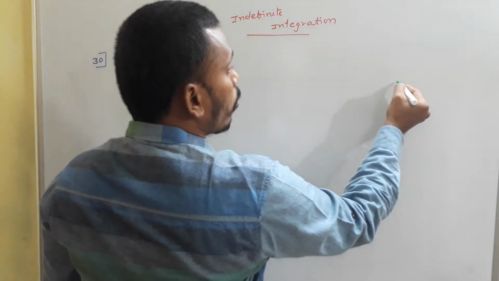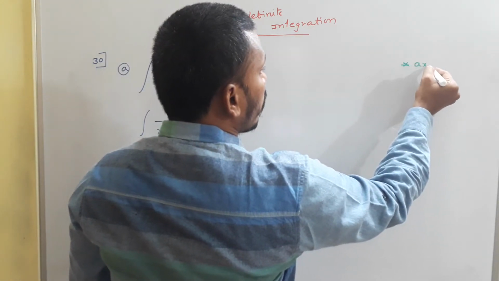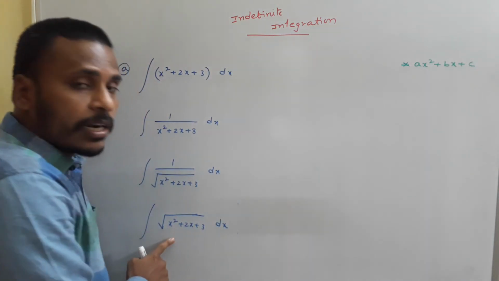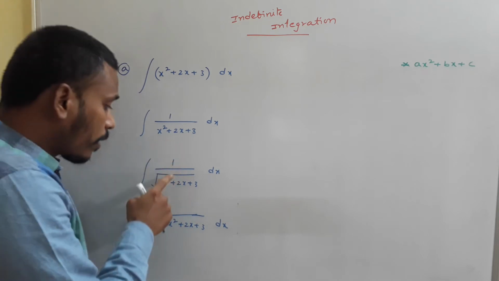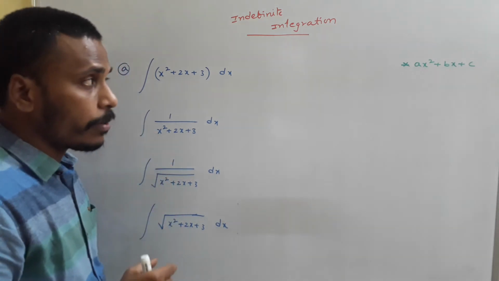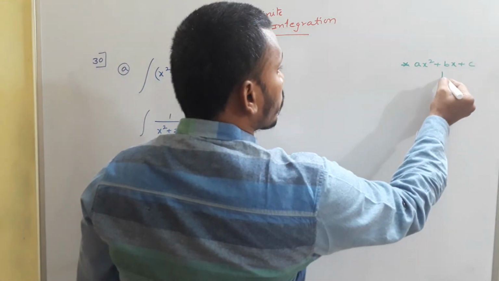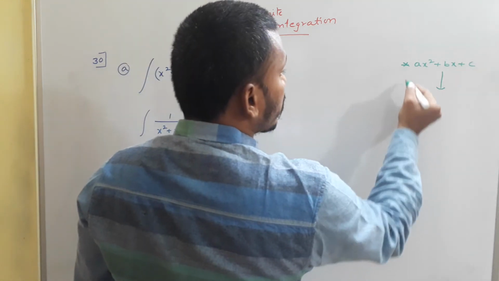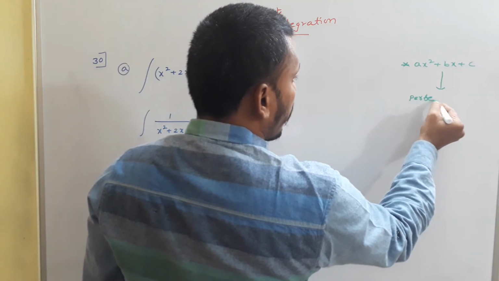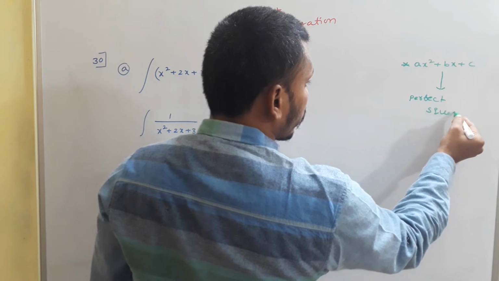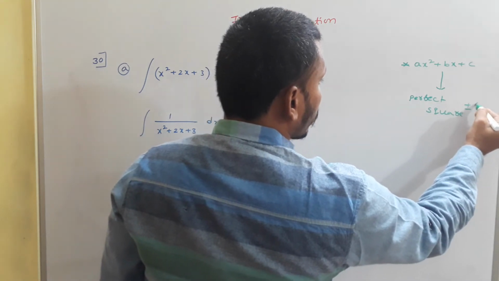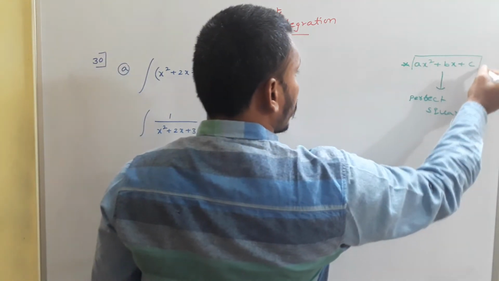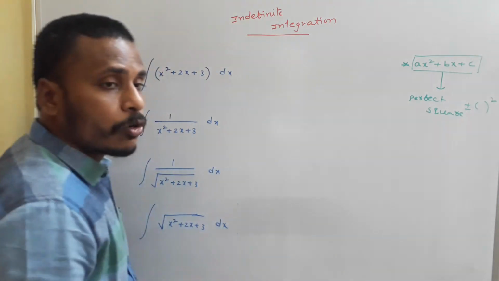For all these problems, first of all, if the problem involves a quadratic expression ax square plus bx plus c, sometimes under the root, sometimes as a reciprocal, sometimes as a reciprocal of under root, that ax square plus bx plus c. So always you need to express this ax square plus bx plus c as a perfect square plus or minus some constant square.